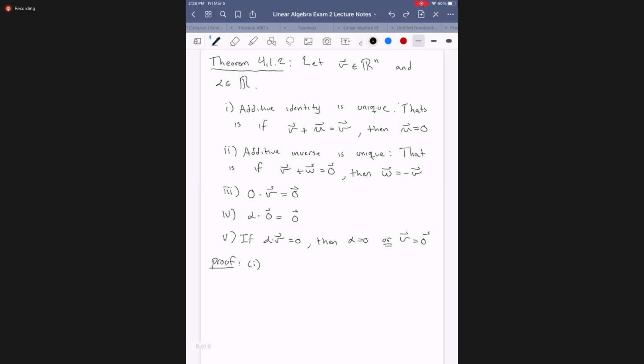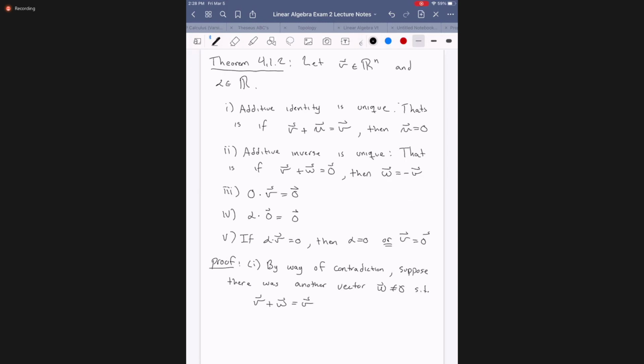So how do we do this? Well, suppose there was another vector that did the exact same thing. So say by way of contradiction, suppose there was another vector, say W, that is not 0, such that it also did V plus W is equal to V, okay? Suppose that this vector existed.